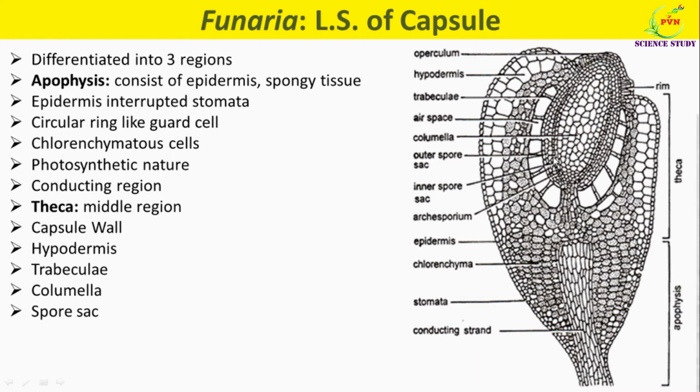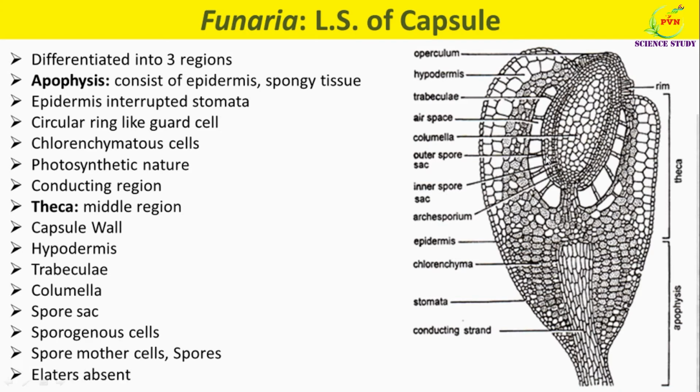Between the walls is present a cavity containing diploid sporogenous cells here. These diploid sporogenous cells divide and redivide by mitotic cell division to form several generations, and the last generation of these cells is spore mother cells. Each diploid spore mother cell undergoes meiosis to form 4 haploid spores. Thus, numerous haploid spores are formed, but here elaters are absent.